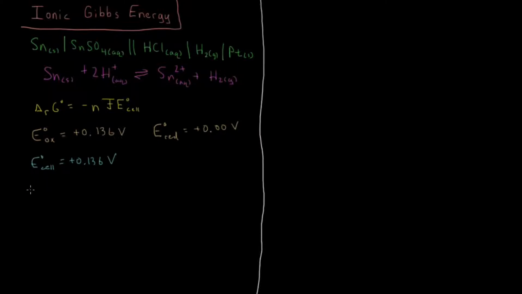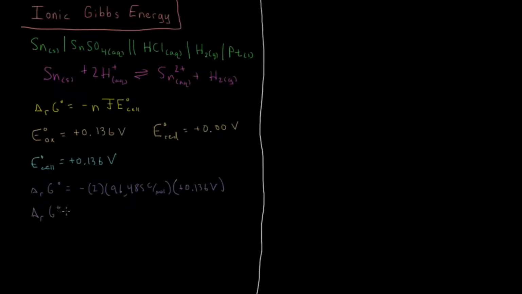So we can calculate the standard Gibbs energy of reaction for the cell: minus the number of moles of electrons. There are 2 moles of electrons transferred in this reaction; 2 leave the tin and 2 go to the hydrogen ions. Times Faraday's constant, 96,485 coulombs per mole, the charge of the electron times Avogadro's number, times the standard EMF of the cell, which is positive 0.136 volts.